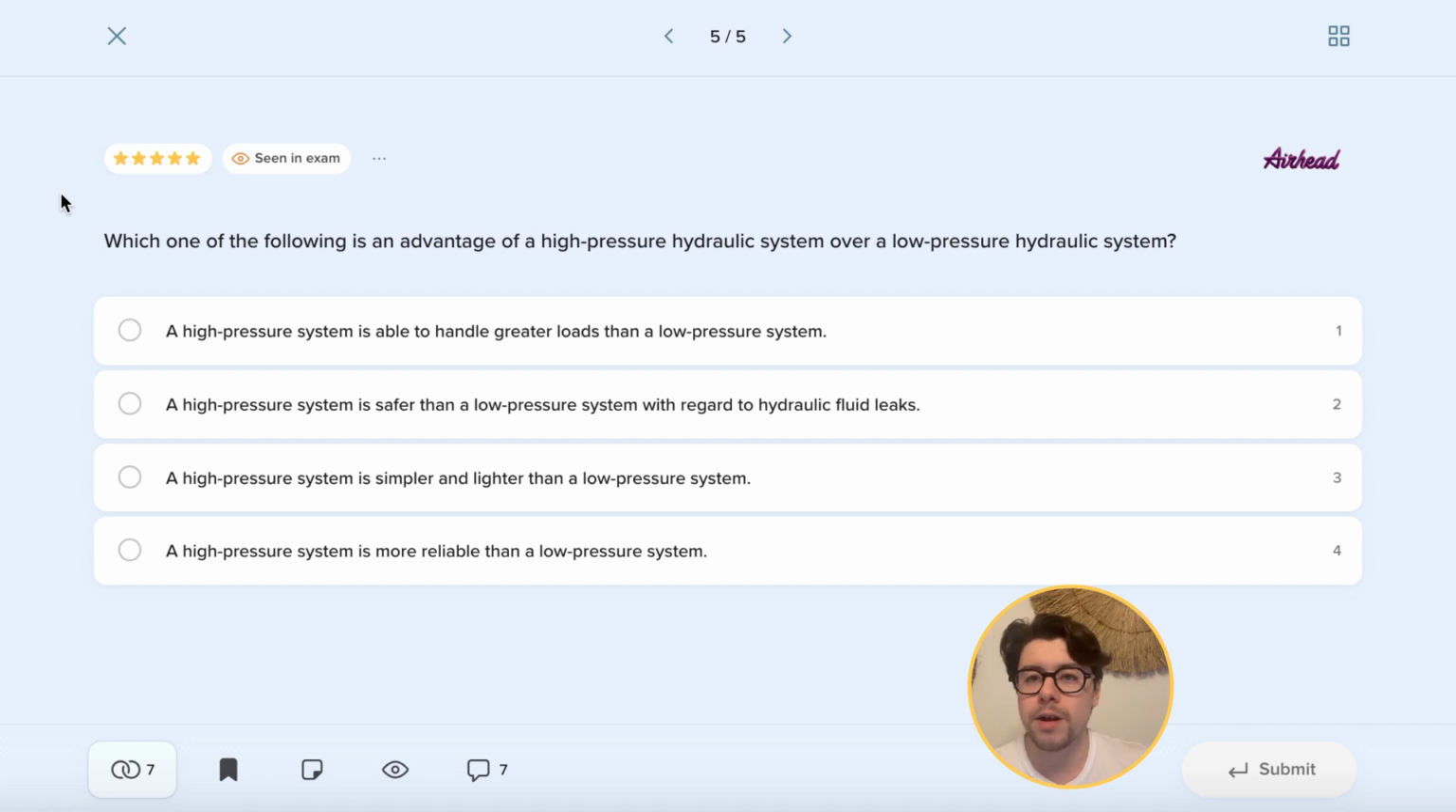However, these systems are much more complicated and they will also put greater stress onto the system, so they need to be closely monitored. So there is a trade-off, as with everything in aviation, that we get something for something. So the advantage of a high pressure hydraulic system will be that it is able to handle greater loads than a low pressure system, and this will be the main idea. However, also remember that in some cases it will save some weight compared to low pressure systems.